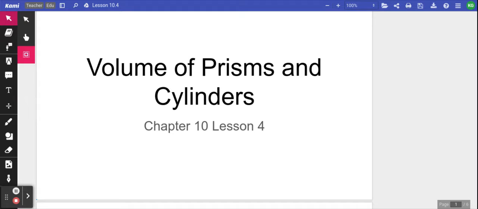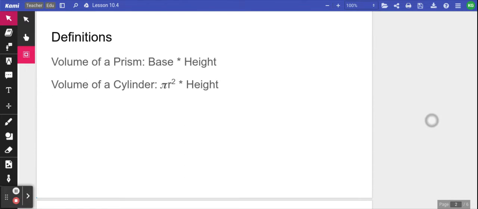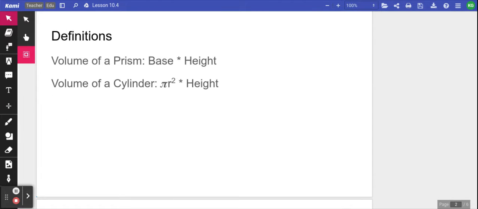Chapter 10, Lesson 4, we are going to be talking about the volume of prisms and cylinders. So go ahead and add this to your formula sheet that we're creating for this chapter.